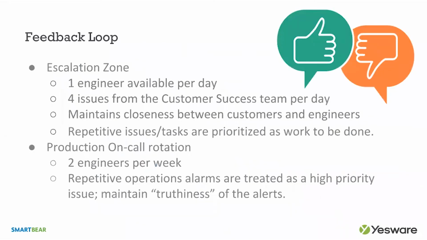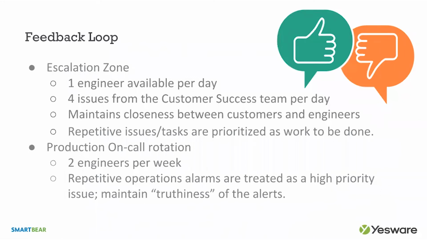And now, feedback. So code is in production, customers are using it. And like with any feature, there will be things that come in, either enhancements or issues. And software engineers are involved in that process in two main ways. The first is what we call escalation zone. What that means is one engineer per day is in the escalation zone. We can receive up to 4 issues from our customer success team per day. It has the benefit of maintaining a closeness between the customers and the engineers. And anything repetitive, bugs, or tasks we find ourselves doing are prioritized as work to be done. It also has the benefit that engineers can have the autonomy to resolve small bugs quickly, and they can understand intimately the kinds of issues customers are facing.